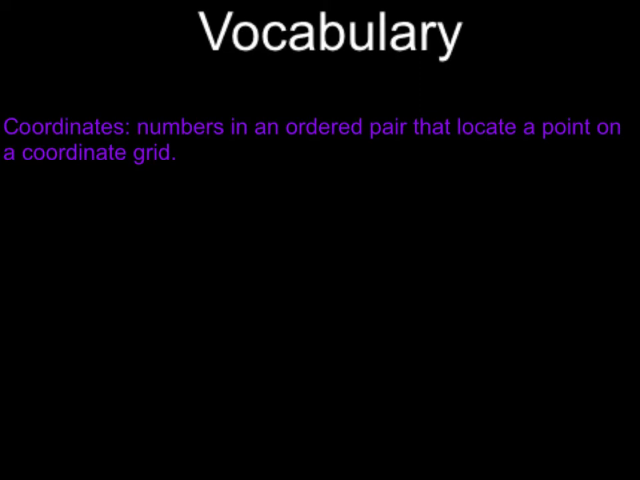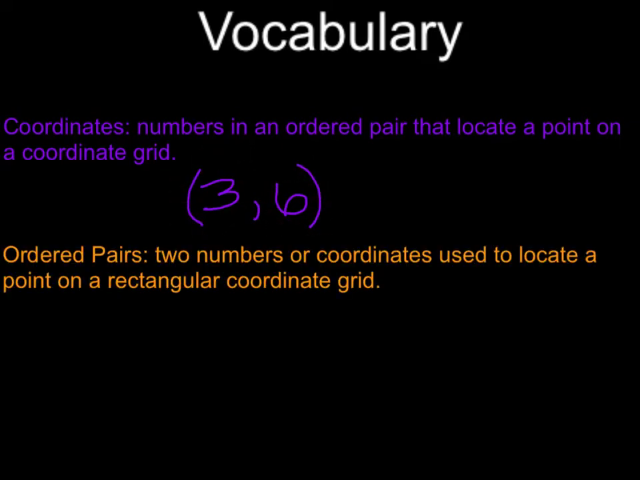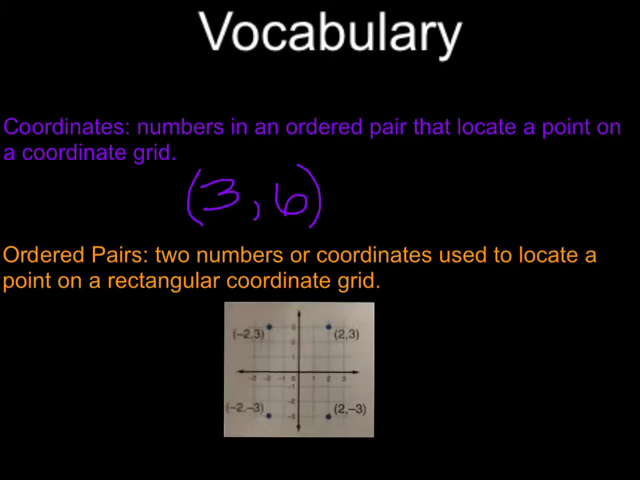Coordinates, numbers in an ordered pair that locate a point on a coordinate grid. This is an example of an ordered pair. Each number in this ordered pair is a coordinate. Ordered pairs, two numbers or coordinates used to locate a point on a rectangular coordinate grid. This is an example of a coordinate grid.